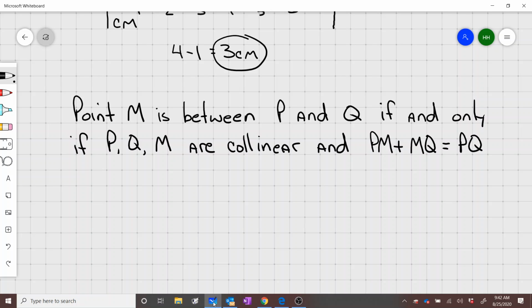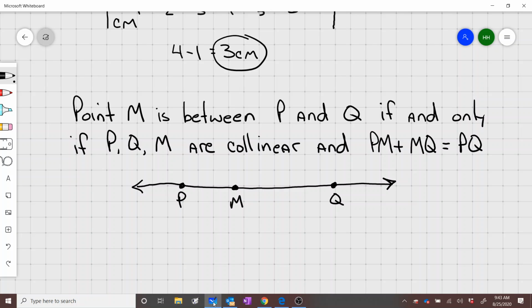So let's get a line. Let's put P and Q on it. Here's P. Here's Q. Point M is between P and Q, so put point M in between them. See it? M is between P and Q if and only if P, Q, and M are collinear.